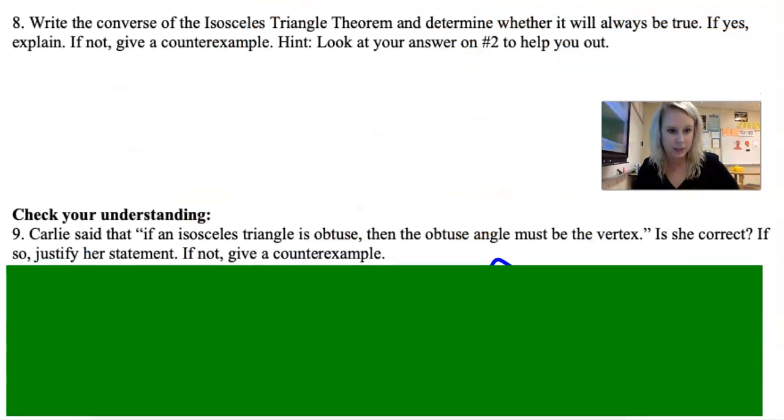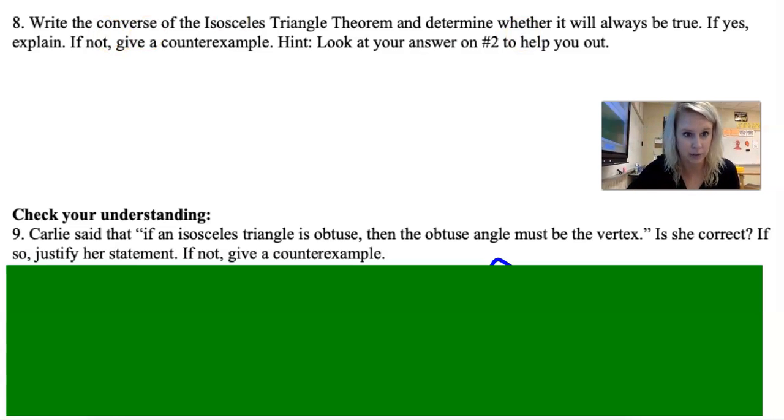All right, last one, and then you're going to do a little check your understanding. Write the converse of the isosceles triangle theorem and determine whether it will always be true. If yes, explain. If no, give me a counterexample. So remember converse, we did an if-then statement in number 2, and we're just going to flip it.